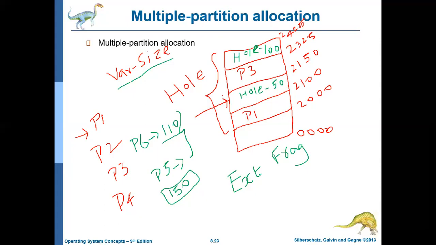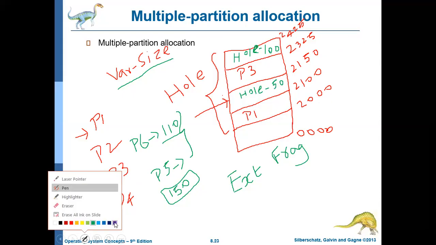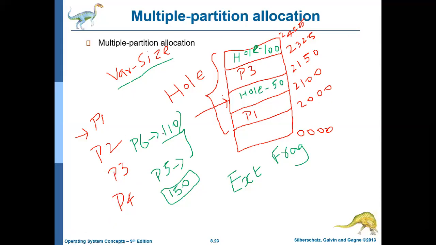Fine. So there is one way to eliminate external fragmentation. There is a technique called compaction. By using the technique of compaction, the problem of external fragmentation can be overcome. So what is compaction? Let us see.